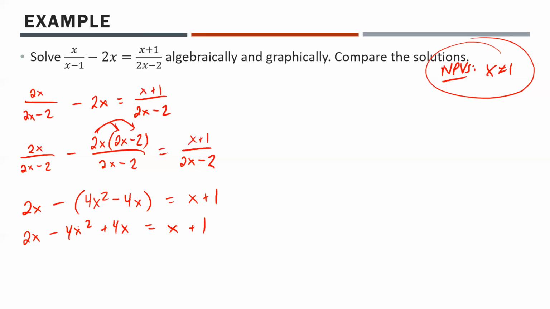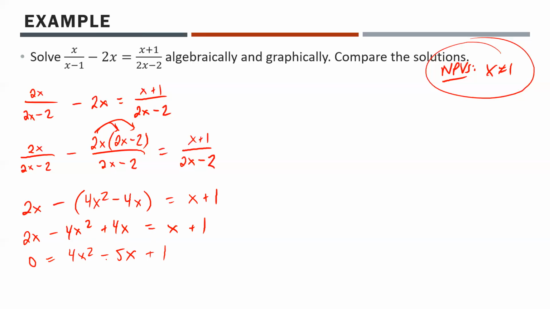Now bring everything to one side, and again, I like having a positive x squared, so I'll bring that to the other side here. We're going to have 0 equals 4x squared. These two combine to be 6x, but then we'd have to minus it over, so minus 5x, and then just plus 1.